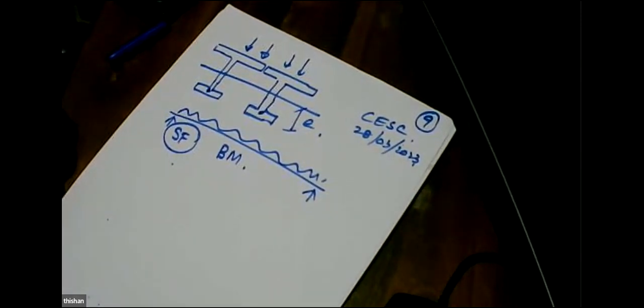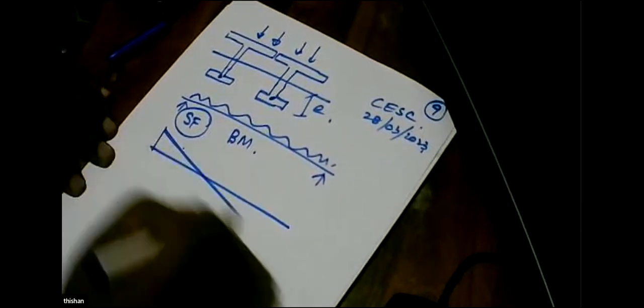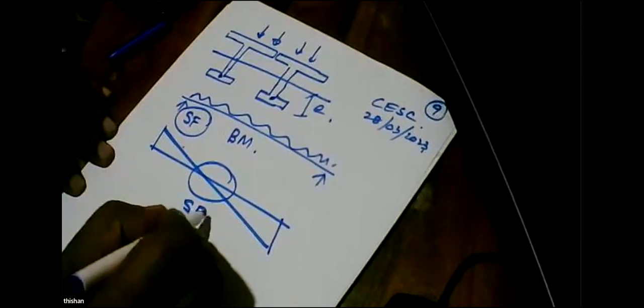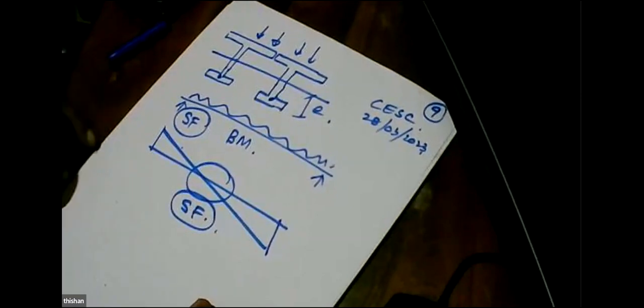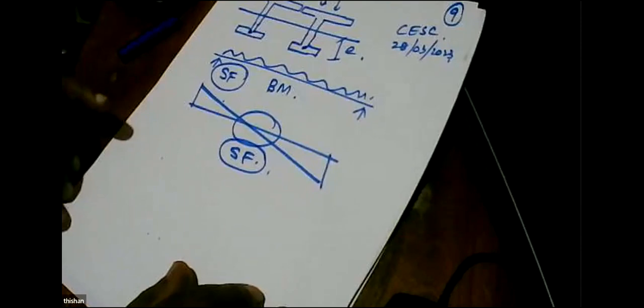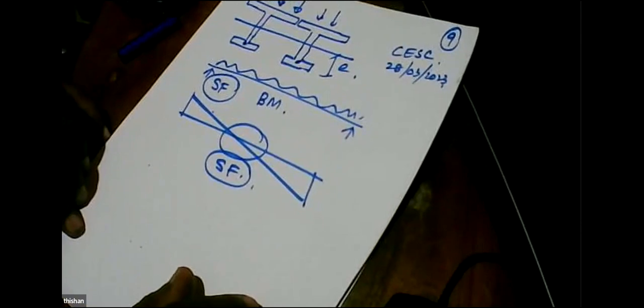But this web is a penalty in the central part because the shear force diagram is like this. So here the shear force is very low. So we don't have to have a big web in the center, but we like to have a reasonable web at the end because we have to resist shear forces. So that is the logic. Is that clear?